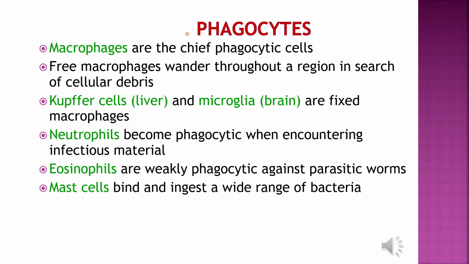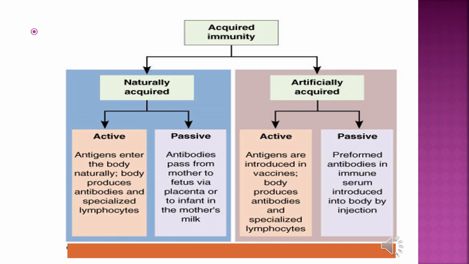Then phagocytes like macrophages are the chief phagocytic cells. Free macrophages wander throughout a region in search of cellular debris. Then Kupffer cells present in the liver and microglia present in the brain are fixed macrophages. Neutrophils are phagocytic when encountering infectious material. Eosinophils are weakly phagocytic against parasitic worms. Mast cells bind and ingest a wide range of bacteria. So all these types of phagocytes inhibit or kill microbes.